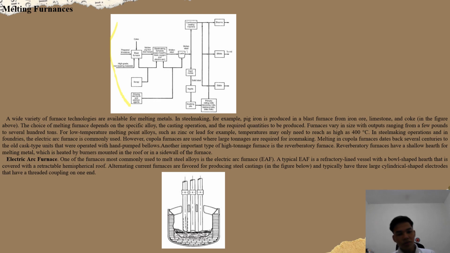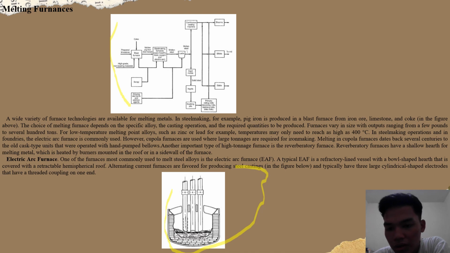Electric arc furnace. The furnace most commonly used to melt steel alloys is the electric arc furnace, or EAF. A typical EAF is a regularly round vessel with dished shapes that is covered with a refractory spherical roof. Alternating current furnaces are powered for steel casting, as in the figure below. And typically they have three large graphite electrodes that have heat-treated coupling on one end.